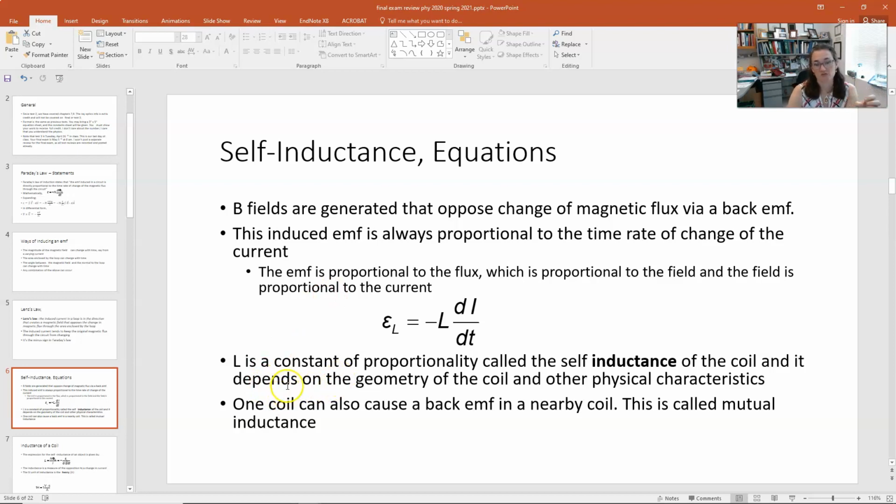Now, you can also have mutual inductance. So this is the equation for self-inductance. Remember, self-inductance is symbolized by an L. But you can also have one coil causing a back EMF in another nearby coil. That's actually what Faraday's original experiments were. And so if that happens, then it's mutual inductance.